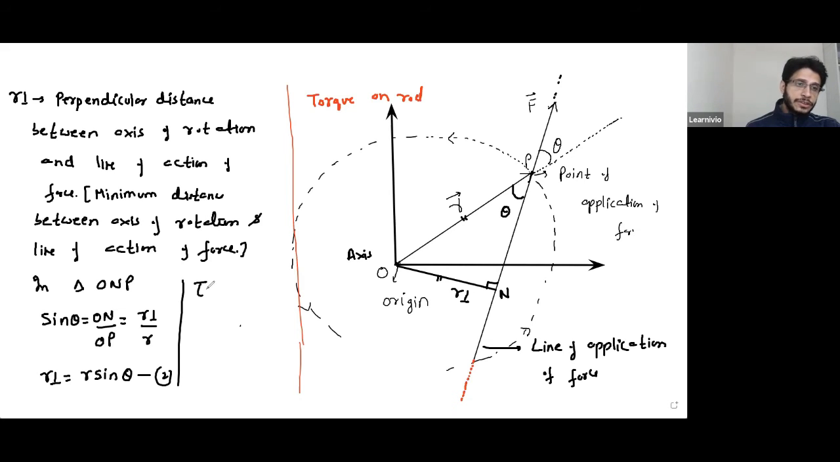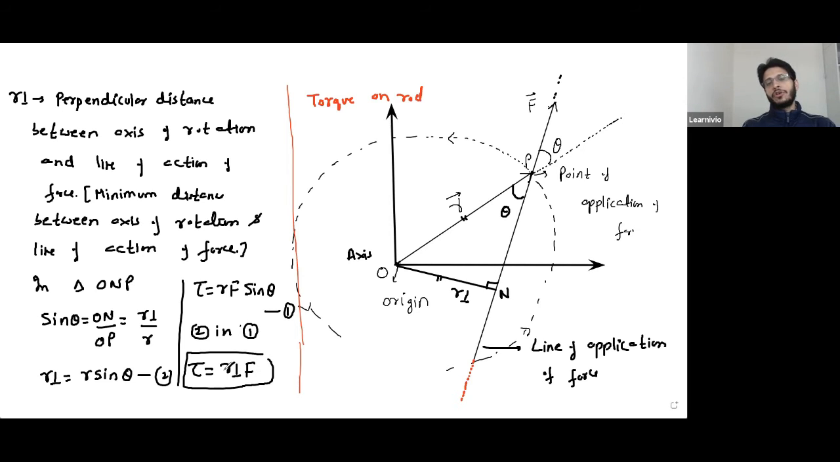The first equation is that torque is Rf sine theta. That's my first equation. I can do one thing. Instead of this R sine theta, I can substitute equation 2. I can substitute 2 in 1. If I substitute 2 in 1, then this torque comes out to be R perpendicular.